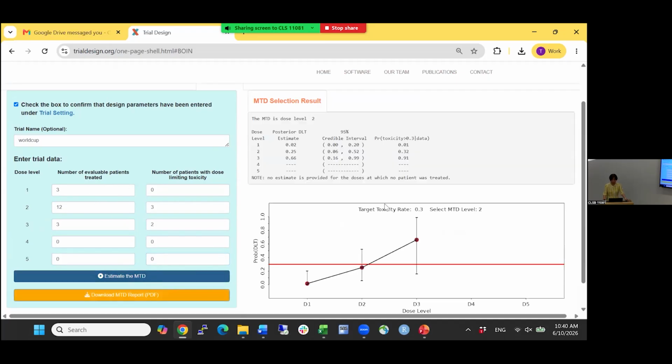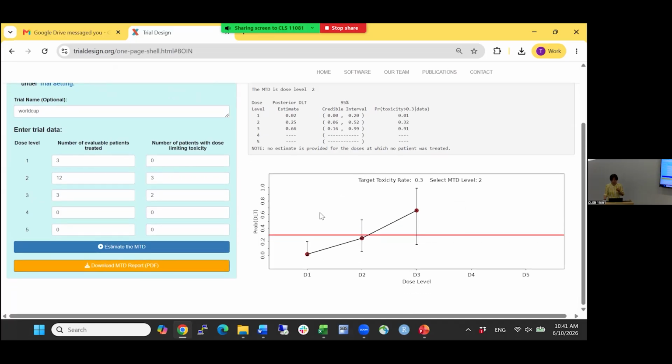So estimate MTD. Here is the result. They give us a posterior DLT estimate here. That's where we want to look. We want to pick the dose level whose posterior estimate is the closest to the true DLT rate that you preset. In our case, that is 30%. So we can see here the estimate is 25%. That's why the MTD is dose level 2. The other two doses are either too low or too high.